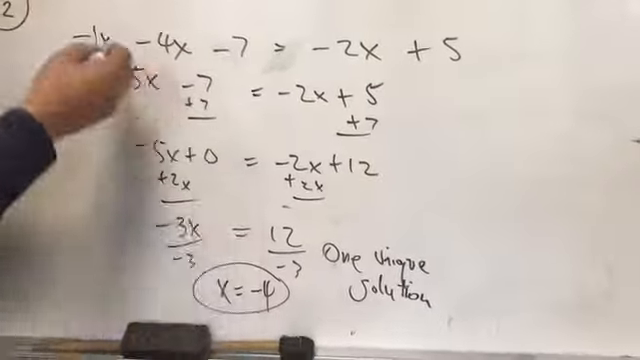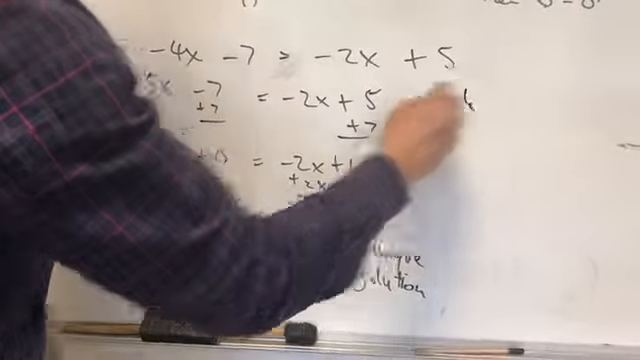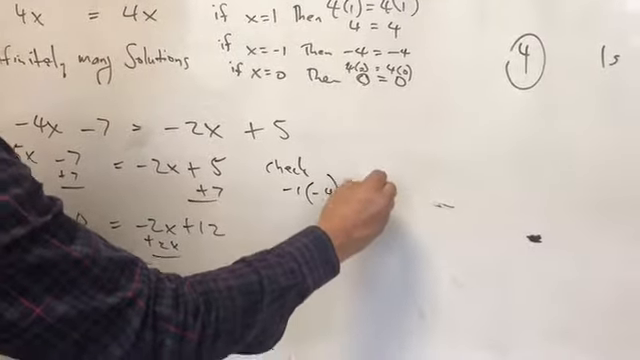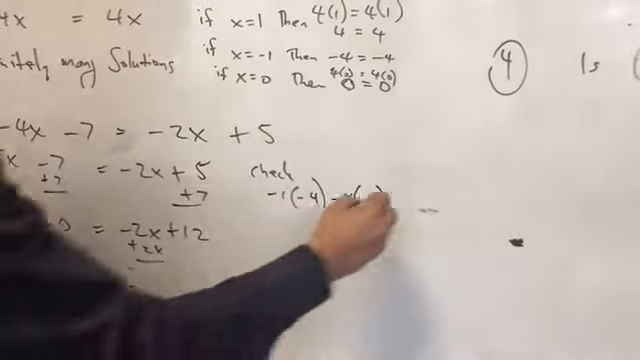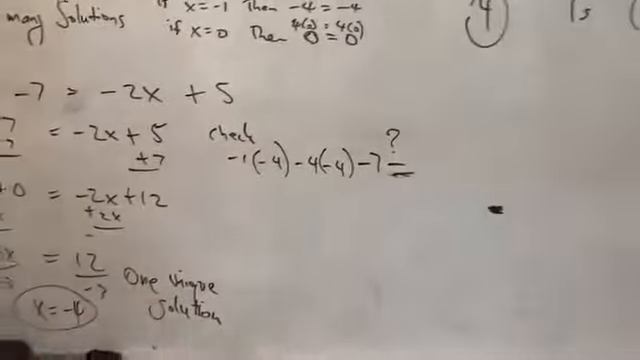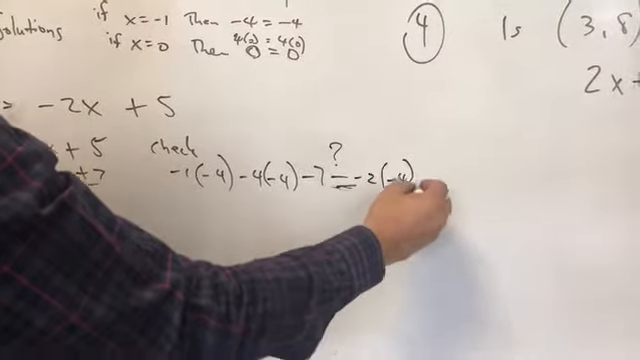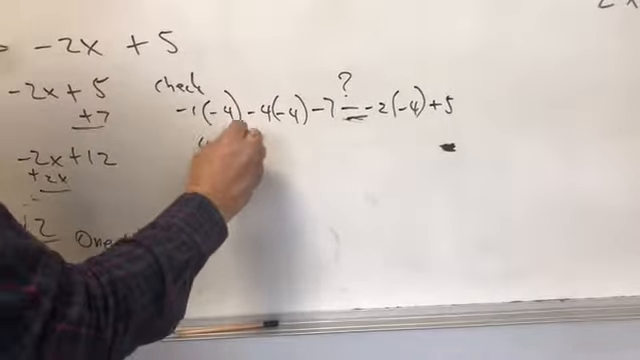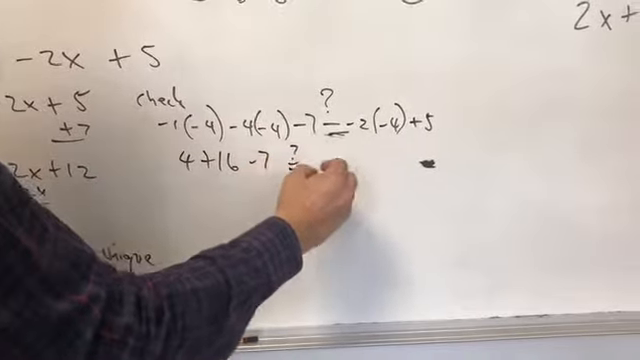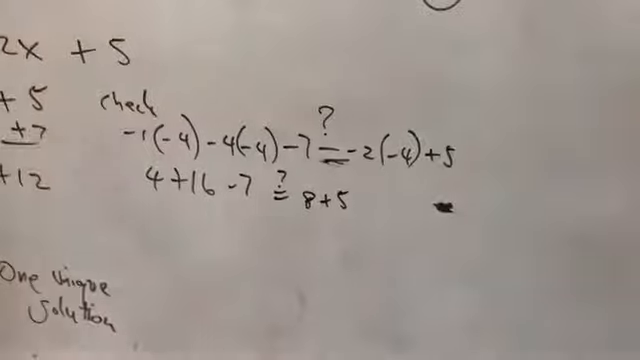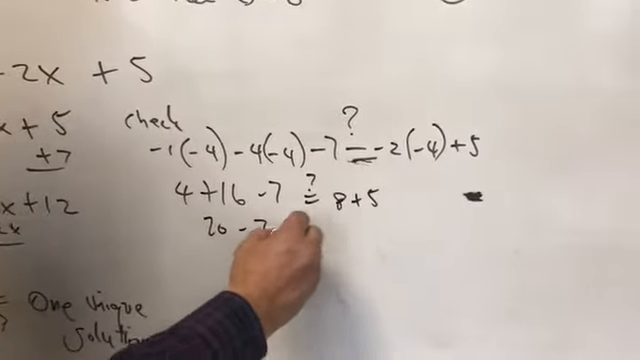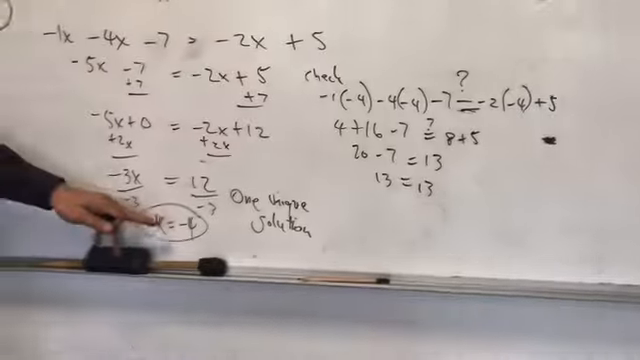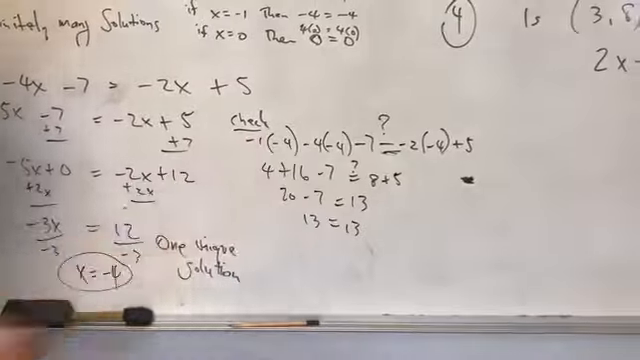And if you were to put that in to check it, you could do that. You would go -1 times -4. I'm just plugging in the -4, minus 4 times -4, and then -7. And then you ask yourself, does it equal the right-hand side, -2 times -4 plus 5? You're asking the question, is this a solution? I bet you it is. Of course I know it is. -7, is that equal to 8 plus 5? Hold your breath, ladies and gentlemen. Let's see, 20 minus 7 equals 13, and indeed it is. And that proves that that is one unique solution. That's the name of the game. This is just a check to do it. You should always do a check.